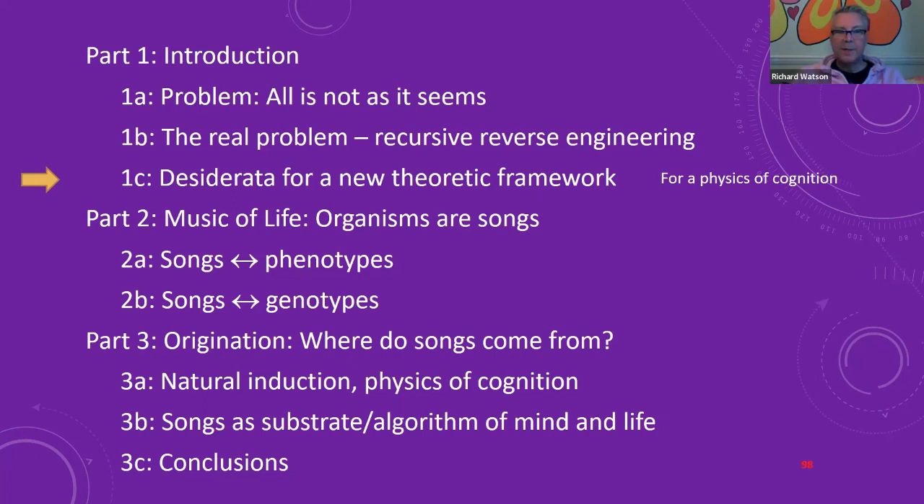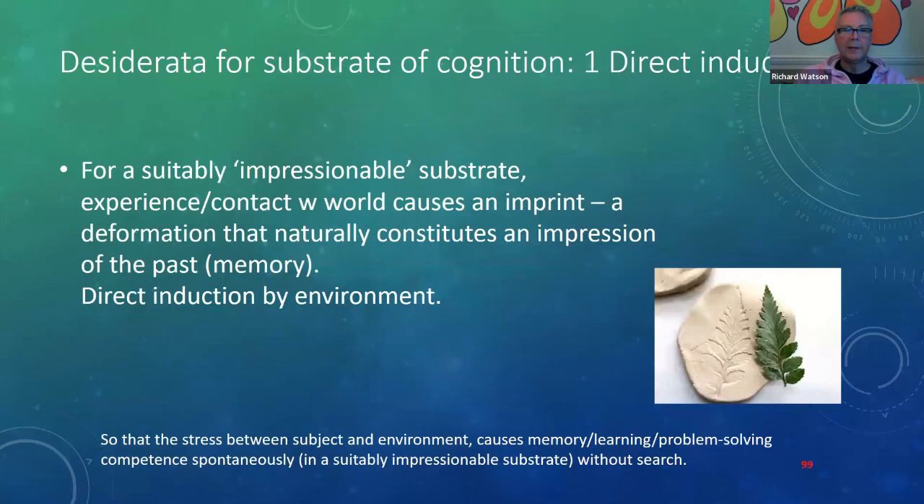Some of these ideas I've introduced already when I was talking about what the real problem was, so there's a lot of them, but it will go reasonably quickly, I think. So number one, we want to be able to do direct induction. We need a suitably impressionable substrate such that experience or contact with the world causes an imprint, a deformation that naturally constitutes an impression of what happened, of that interaction with the world. In other words, it creates a memory.